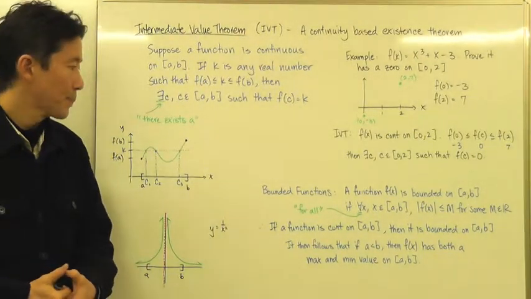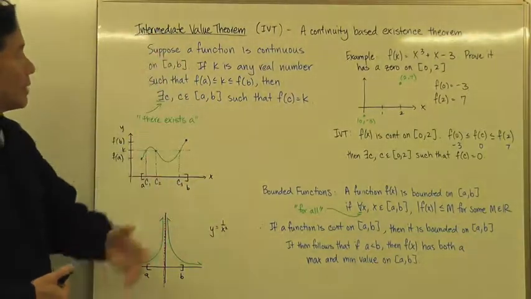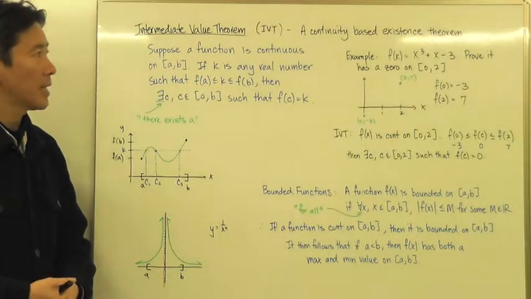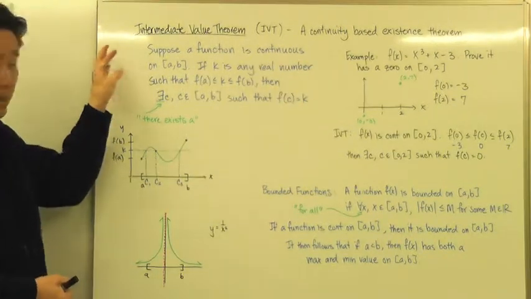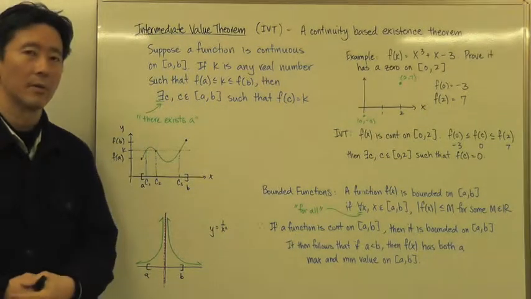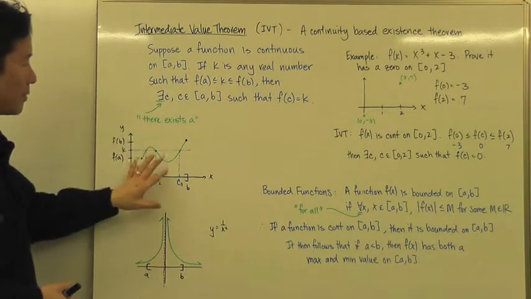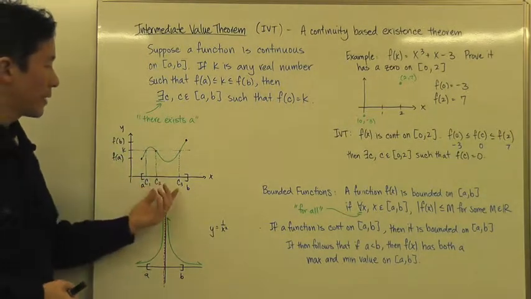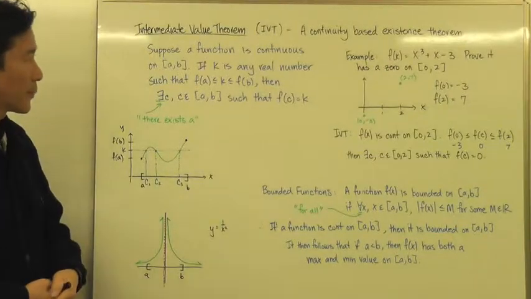Okay, so just to wrap up, we have the intermediate value theorem, which is a continuity-based existence theorem. We need to make sure that the conditions are true. If the conditions are true, then we know that the result will also be true. This is basically an image of what exactly is happening, and remember that you can actually have more than one c value on that particular interval.